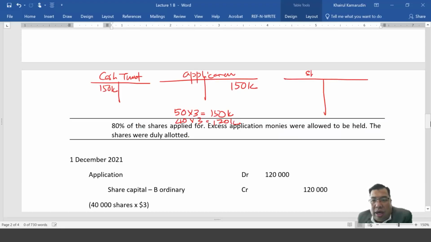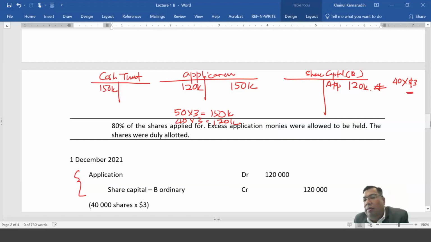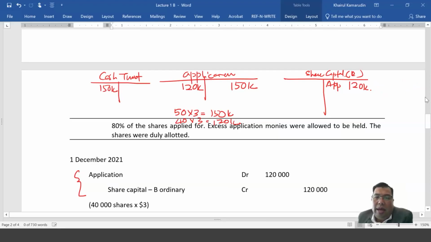So I'm going to create a new account: share capital for B, or B type share capital. I'm going to credit this by 120,000. This is the application, so I'm creating the new account here, and I will close my application account by 120,000. So this is the first journal entry. I'm creating the share capital account, 120. Where does this 120 come from? 40 multiplied by $3 is 120. And then I'm going to close my application account, 120.